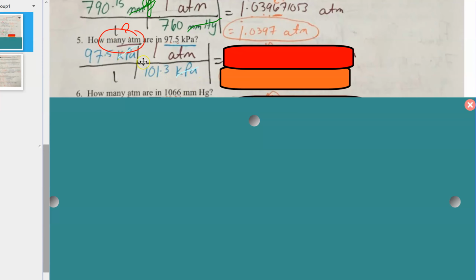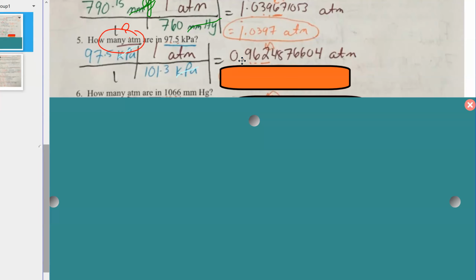Do a quick mental math check. 97 is almost 100. 101 is almost 100. 100 divided by 100 should be about 1. So what should my answer be right around here? A little bit less than 1. Did I get a little bit less than 1? Yeah, pretty darn close. And I'm looking for 3 sig figs.